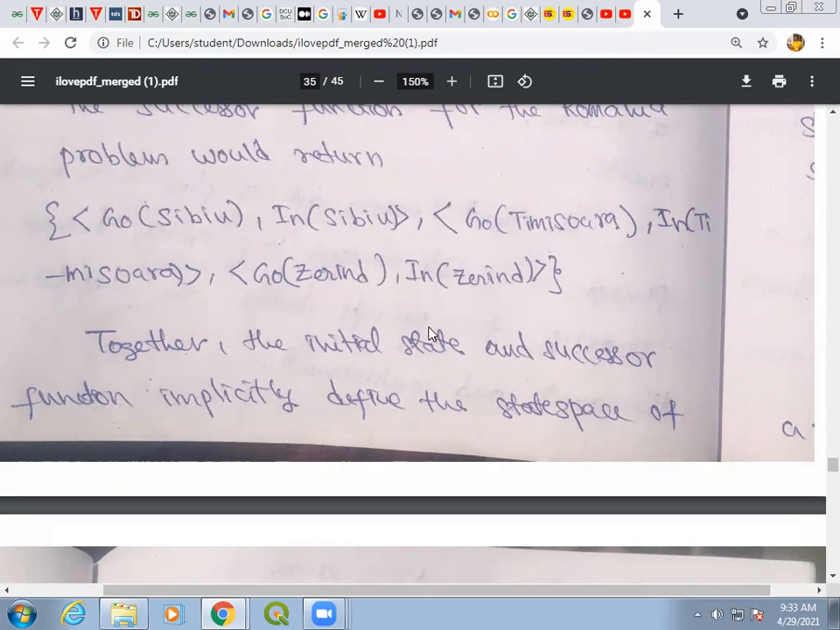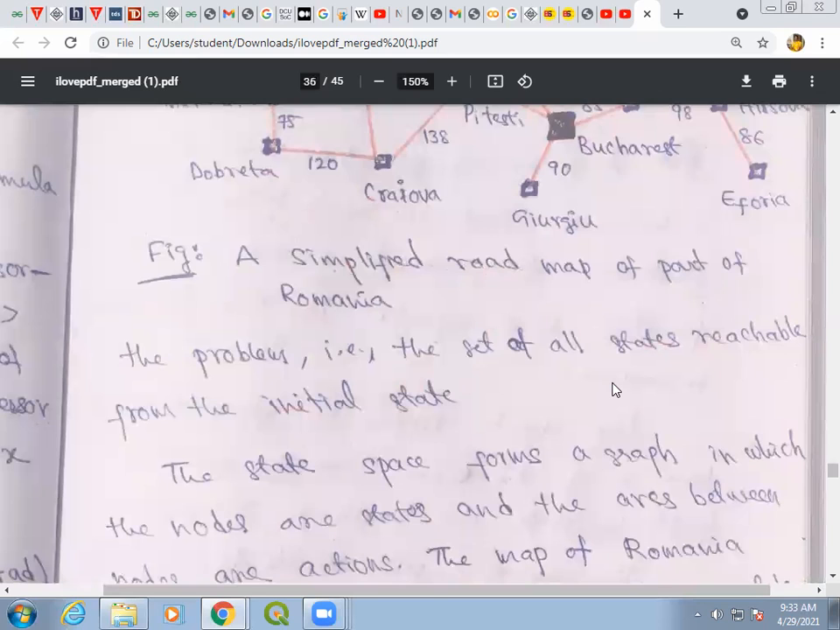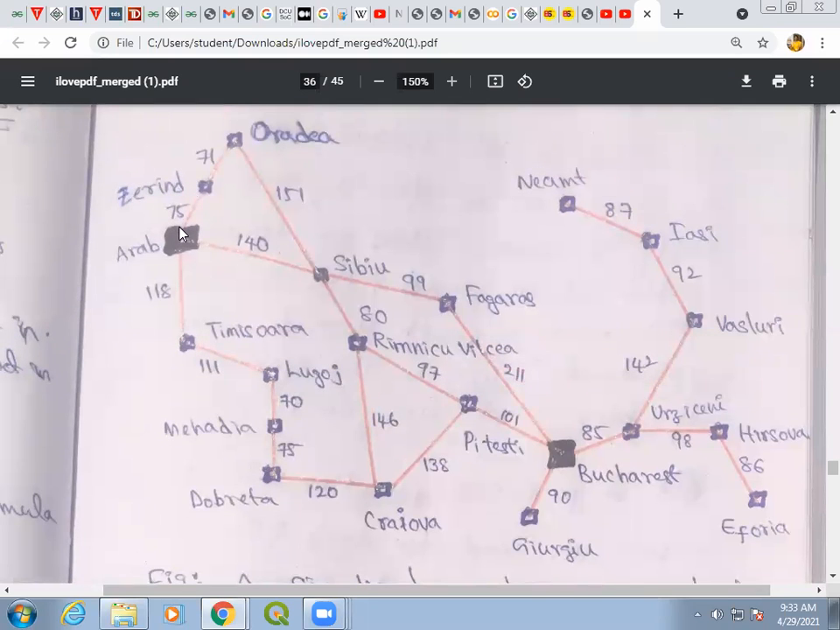Together, the initial state and successor function will define the state space of the problem. So what is the state space? State space is nothing but the set of all states reachable from the initial state. You are starting from the initial state. What are the possible states it can reach from the initial state? Either it can reach this location, or this location, or this location.